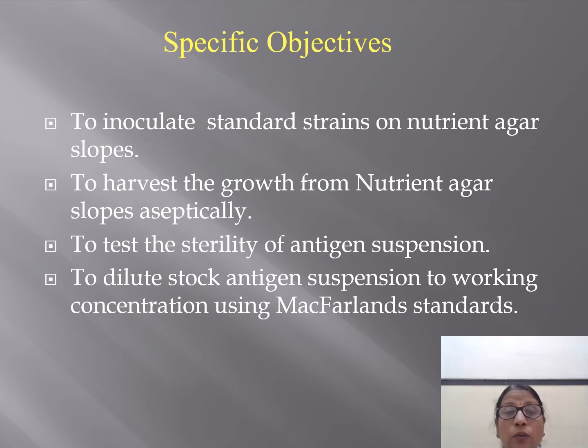Then we dilute the stock antigen suspension to working concentration using McFarland standard. There are various McFarland tubes whose optical density is fixed, and each tube designates a particular concentration or particular amount of antigen in that. These are turbidity tubes, and we compare them to assess the growth of organism in a suspension.